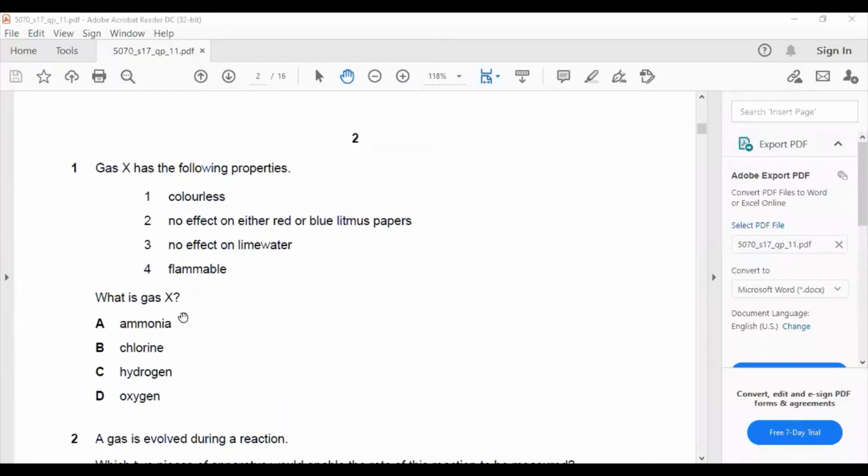So, because no effect on litmus, ammonia and chlorine are wrong. Chlorine bleaches, ammonia is basic. It's flammable, so it cannot be oxygen, because oxygen helps in burning, but it is not flammable. C is the answer.